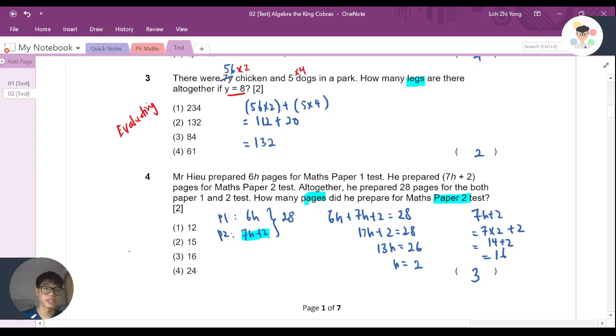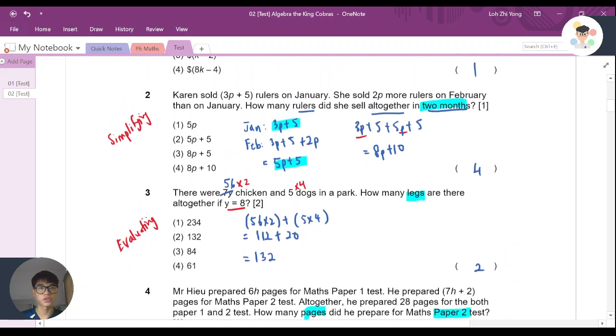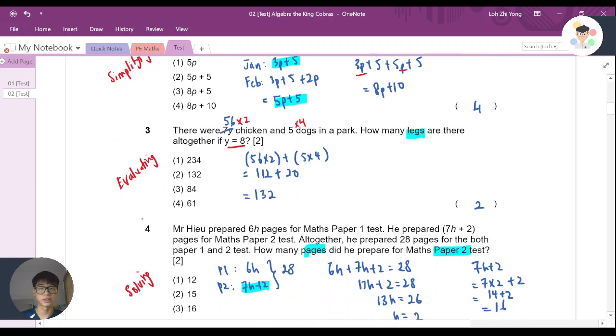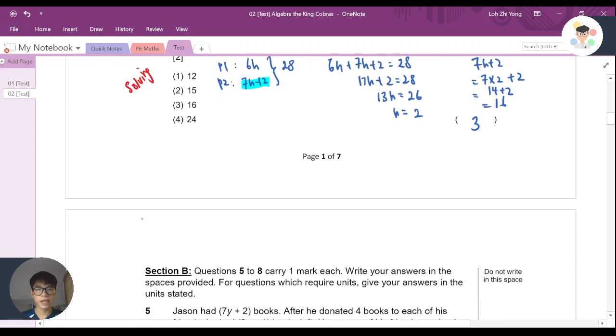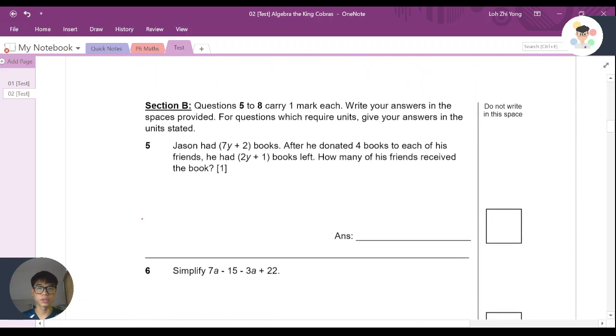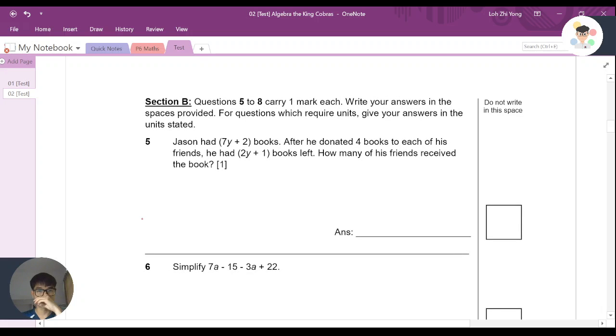And the last question basically is training your solving skill. So you can see that these 4 questions are different with different purposes. Let's move on to question number 5. Question number 5 is section B, which is still a 1-mark question.